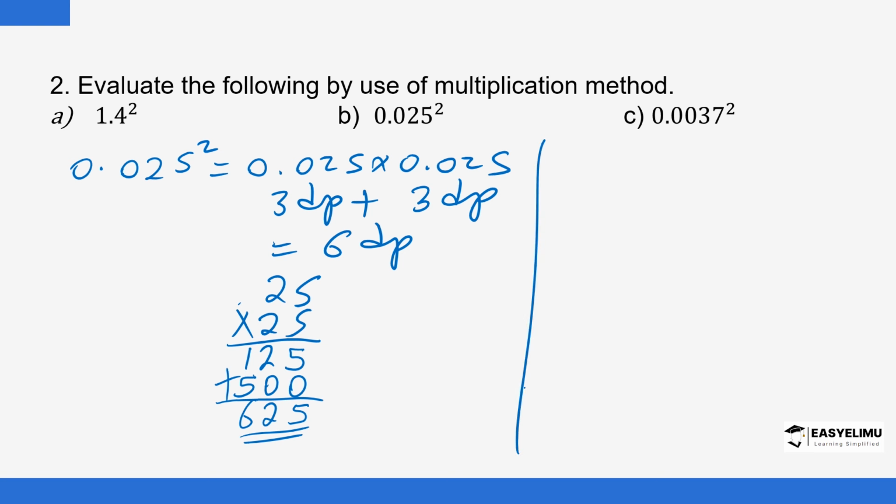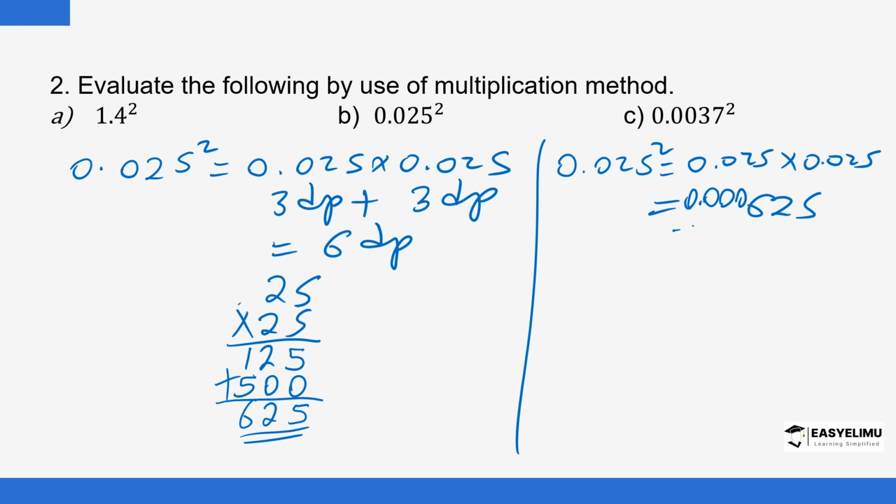So what I have is 0.025 by 0.025. So you start with 0.025 squared, which is equal to 0.025 times 0.025. So that is 625. So the number of decimal places should be 6. So it means you have to write 0 and then you add 3 more zeros to fill up the spaces left so that you have 6 decimal places.